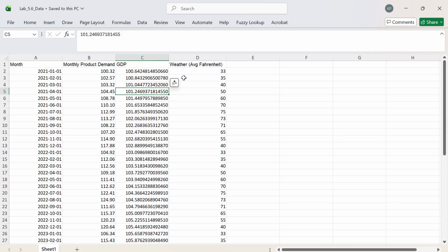The other one is weather, the average monthly temperature, and it is clear that this column is an independent variable and its values are numerical and continuous.